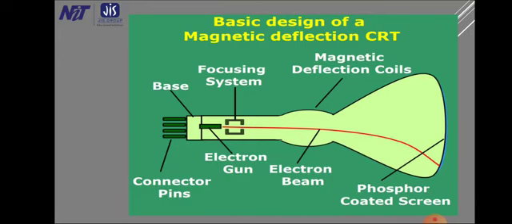But after the beam is focused, it comes out and gets deflected. So if you look at the diagram, this beam is deflected by magnetic deflection coils, which are on the top, bottom, and on the two sides of the CRT. And this magnetic deflection coil generates a magnetic field which helps to divert this electron beam to any portion of the phosphorus coated screen. This is one mechanism by which deflection works.